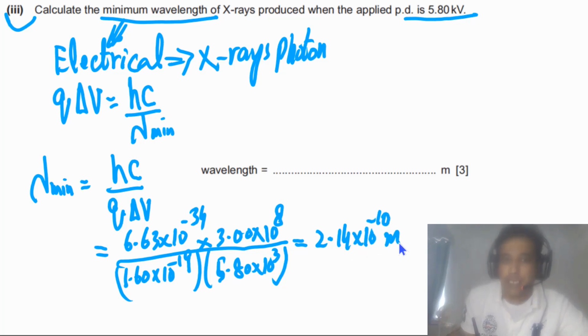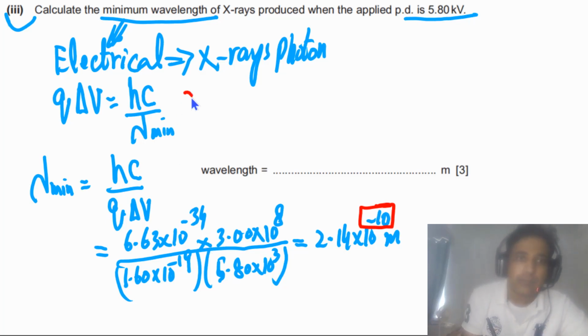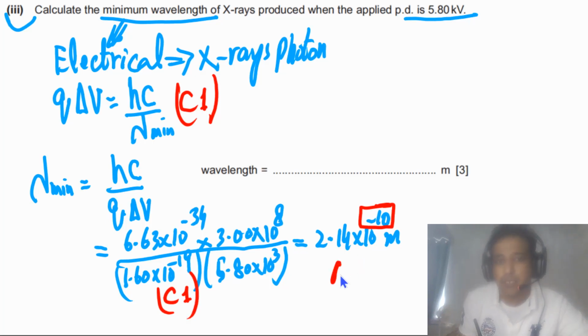So this is an X-ray photon. You can see the power is minus 10, so this is in the range of X-rays. And this question has 3 marks. The first mark you will get if you have written this formula. Then the second mark you will get if you have plugged in these values. Then the third mark is the answer mark. If you got the right answer, you will get 3 marks.